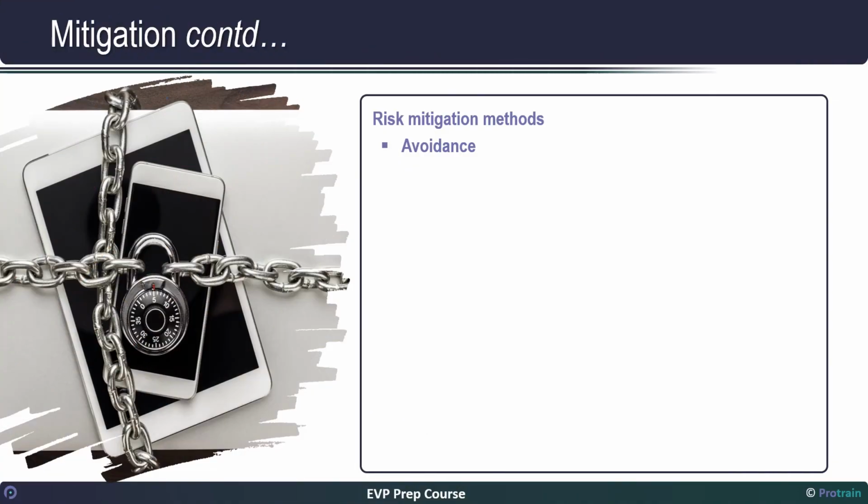First, and the easiest method to mitigate risk is avoidance. In the simplest form, risk avoidance is not doing something that entails risk. In a project setting, avoidance can be done by structuring the project so that the risk is avoided.